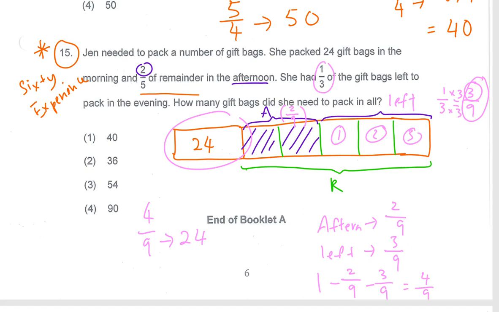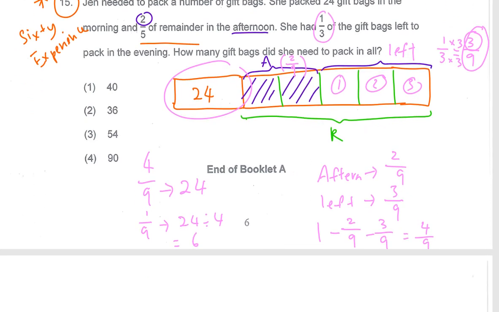Because this 24 in the beginning, we don't know how many units were that. So 1/9 will be 24 divided by 4, gives you 6. And if you want to find how many things in all, that means the whole entire 9/9, it will be 6 times 9, that gives you 54. So the answer, 54.